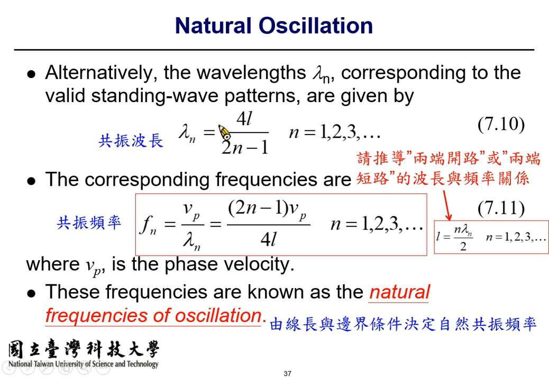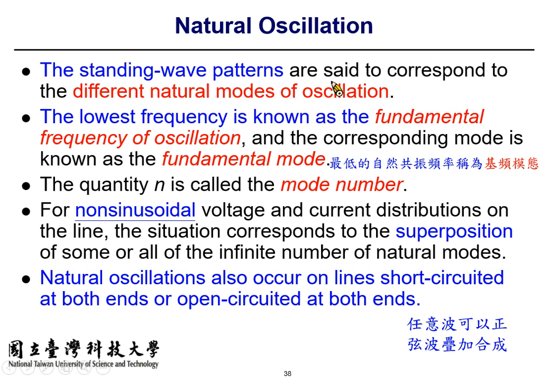All these frequencies are known as natural frequencies of oscillation. In natural resonance, the dimension is the most important thing. The standing wave patterns are said to correspond to different natural modes of oscillation. The lowest frequency is known as the fundamental frequency of oscillation.